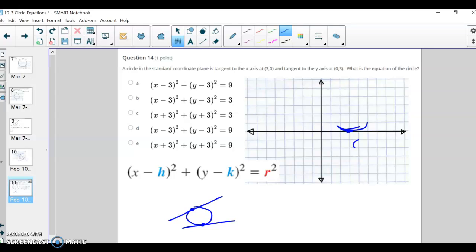at (3, 0). Okay, and it's also tangent to the y-axis at (0, 3). That'd be the point up here. So we know that it touches at just both of those points. So I know my circle's got to look something like that.